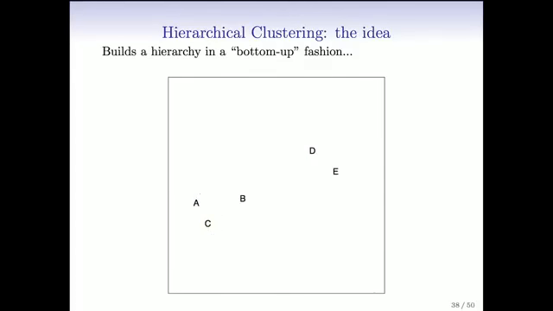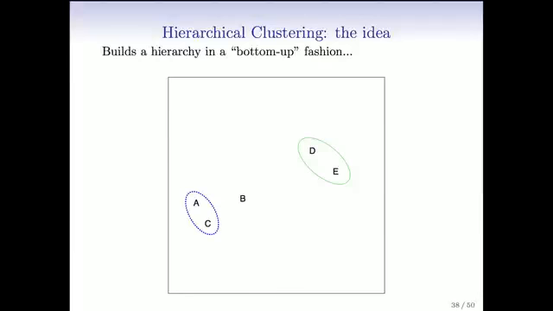So starting with the raw data, it looks for the closest pair of objects in terms of squared distance. And we'll talk a little bit later, we can actually vary that and use a different metric, but usually it's squared distance. So the closest points in the plane here, the closest pair are A and C. It joins those together. Then it looks for the next closest pair, and that is D and E.